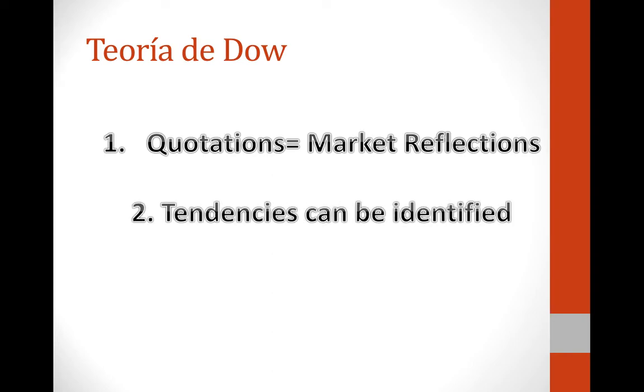The second premise is, with that information, this theory assumes that all tendencies can be identified. So with that past history and using statistics, we are able to identify if the bond is going to go up in price or down in price according to XYZ statistics that we choose to use.